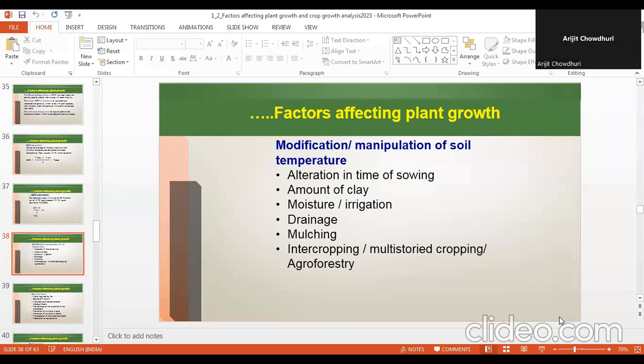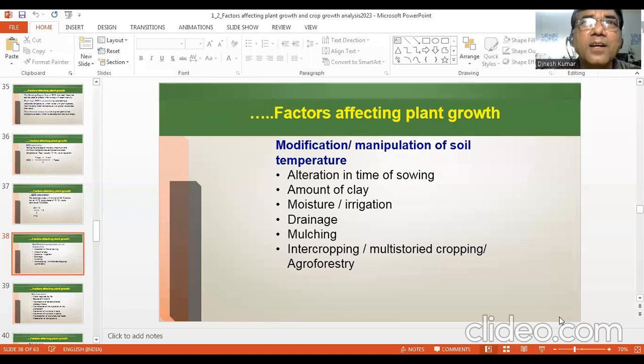Sir, clay content has high porosity, that is, its water holding capacity is high, and as water has high specific heat, that's why, sir, it will modify the temperature. Good. This is one reason. Any other reason? Any other reason? You try to find out, this is your homework.